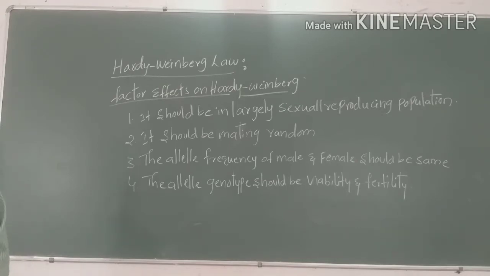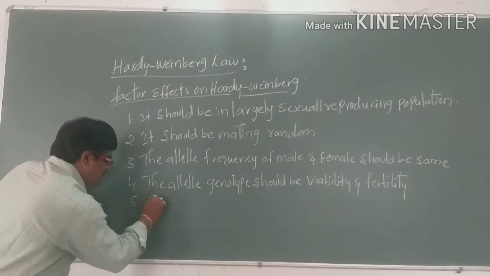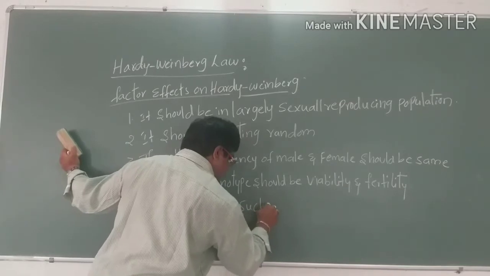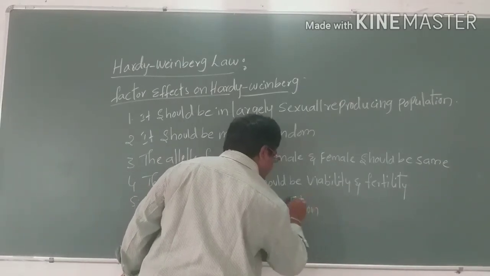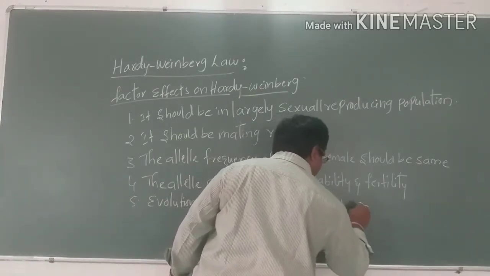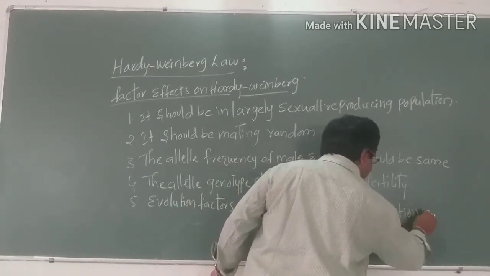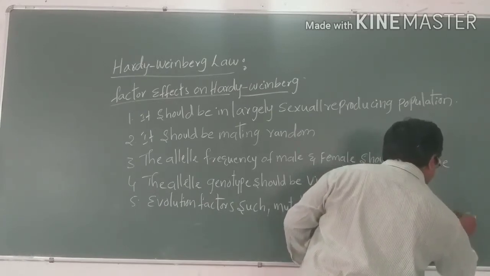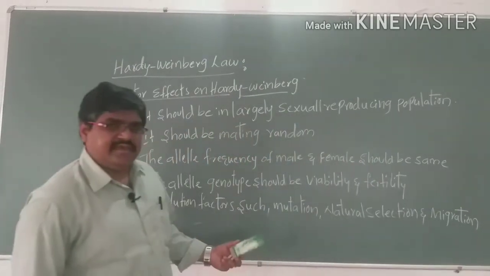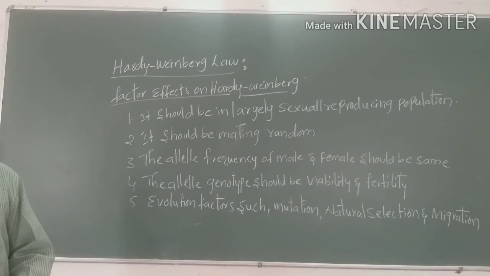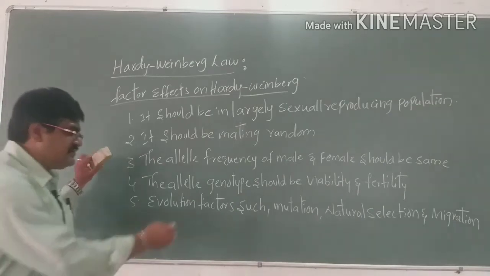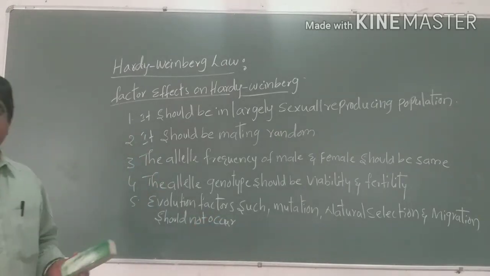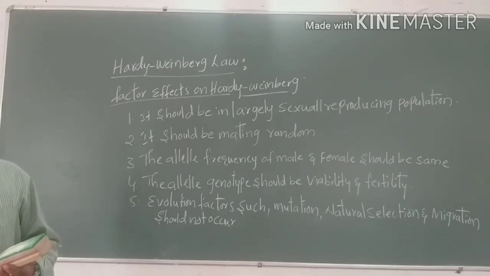The last one is the evolution factors. The evolution factors such as mutation, natural selection, and migration should not alter this law. That means they should not occur. But what happens here? The equilibrium will be maintained. It holds only when the equilibrium is unaltered.